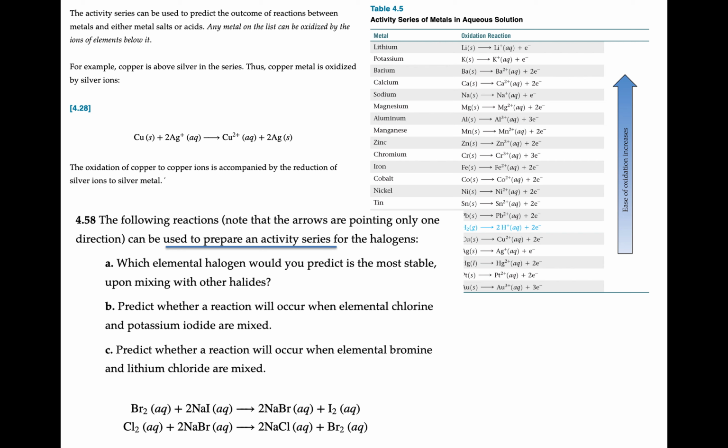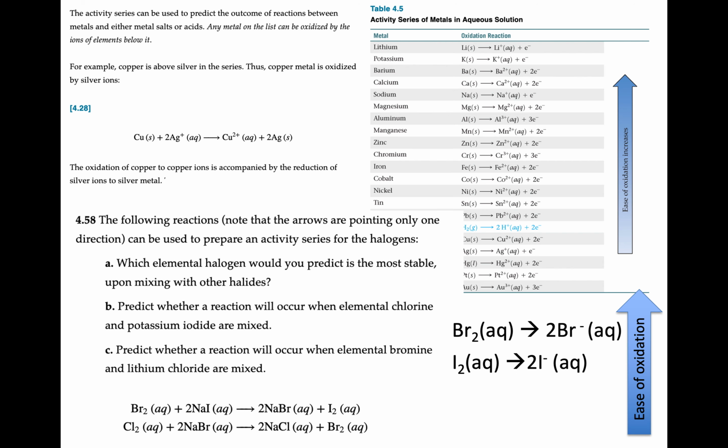Here's another end of chapter question, looking at it a little bit differently. This one provides data and asks you to prepare an activity series. So how would you go about that? Well, if we look at the examples at the bottom, those observations, those are redox reactions. I could use that to place Br2 and I2 relative to each other, because I see for that first one, that redox reaction takes place. This is telling me that the bromine is being oxidized and the iodide is being reduced, so I'd place it that way within the series.